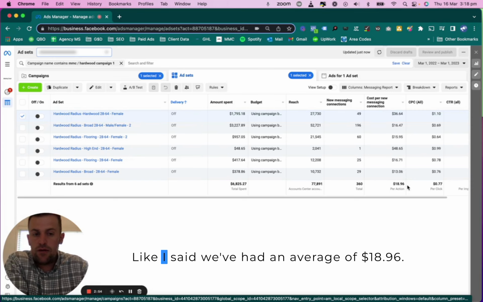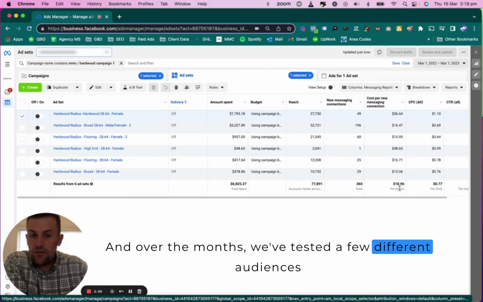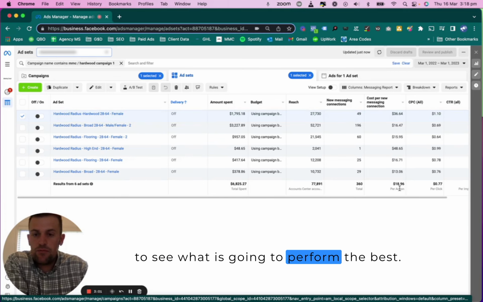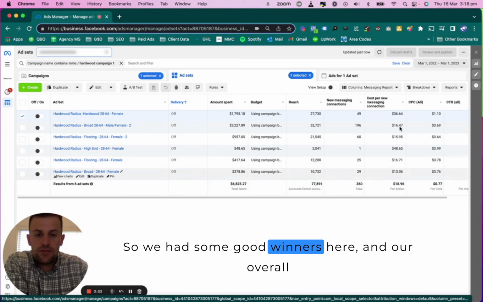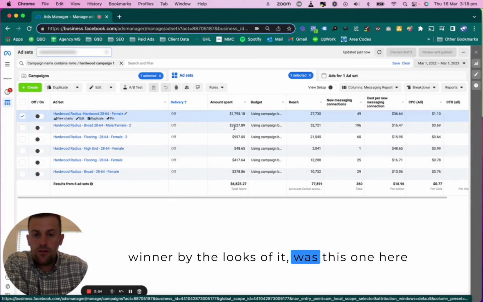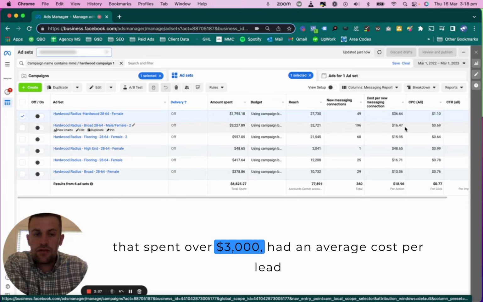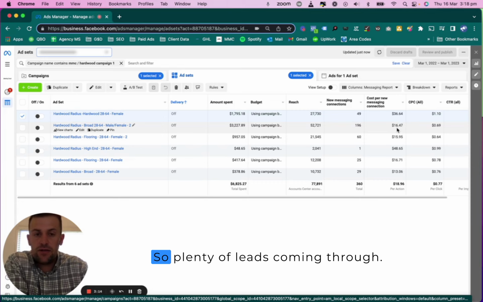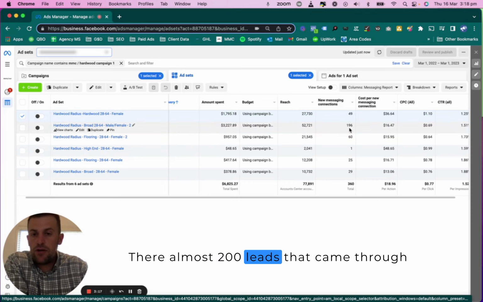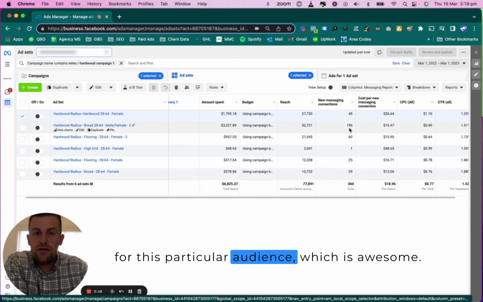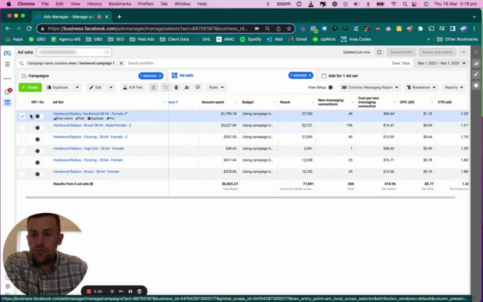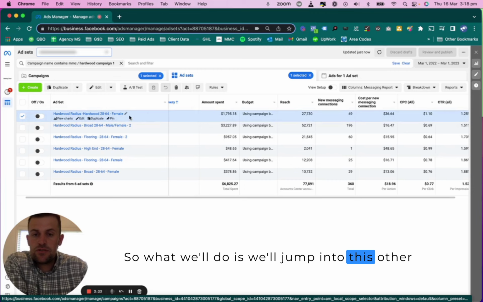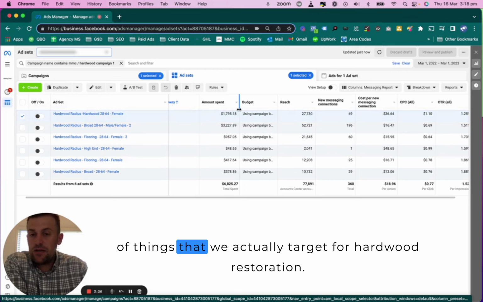Across the board here, like I said, we've had an average of $18.96, and over the months, we've tested a few different audiences to see what is going to perform the best. So we had some good winners here, and our overall winner, by the looks of it, was this one here that spent over $3,000, had an average cost per lead of $16 coming in. So plenty of leads coming through there, almost 200 leads that came through for this particular audience, which is awesome. So what we'll do is we'll jump into this other audience here and we'll have a look at the type of things that we actually target for hardwood restoration.